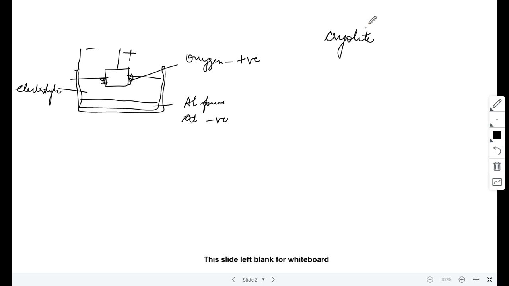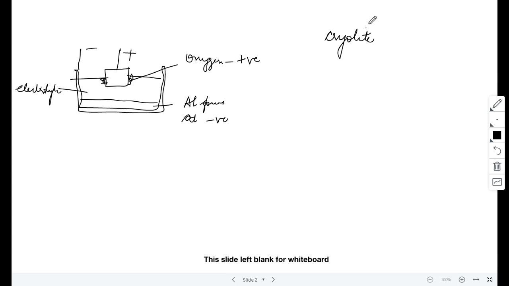It is another compound, an ore. It has a high melting point. Excellent. Aluminium oxide also has a high melting point. Cryolite is actually one type of aluminium ore only. Now, this electrolyte contains cryolite. Can you tell me why we add cryolite?